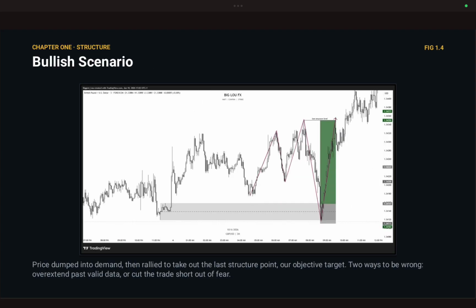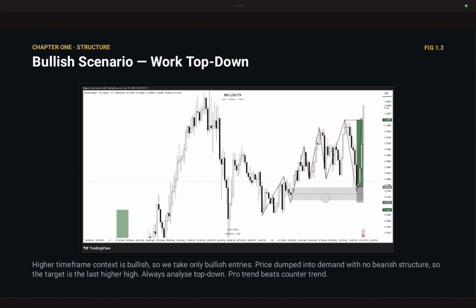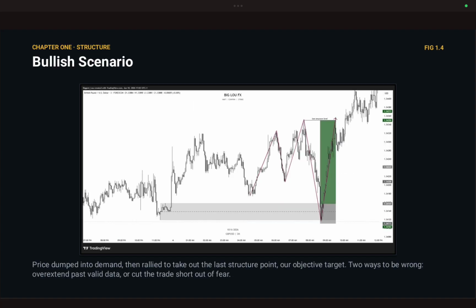Let's go forward. So this is another bullish scenario, where price did not create bearish substructures to mitigate the zone. You just mitigated and rallied back up. Price dumped into demand, then rallied to take out the last structure point, which in this case was a higher high. All right, our objective target.